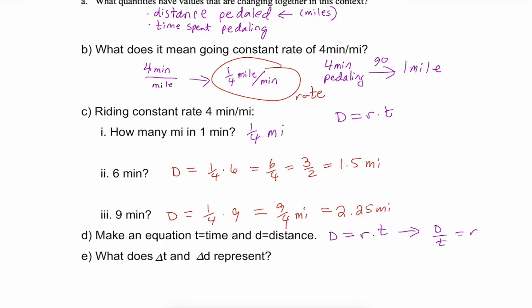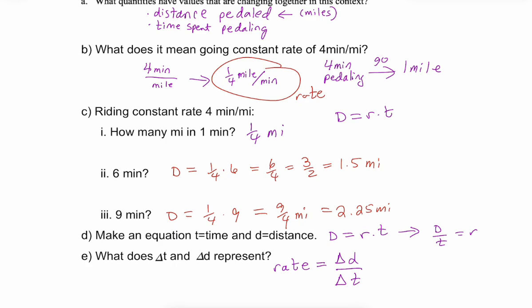So our rate is going to be the change in distance over the change in time. Now in this particular case, remember they said that was a constant rate, so it was always that 1/4 of a mile per minute. But sometimes it might be a variable rate.